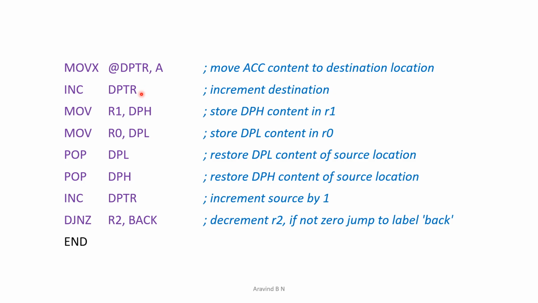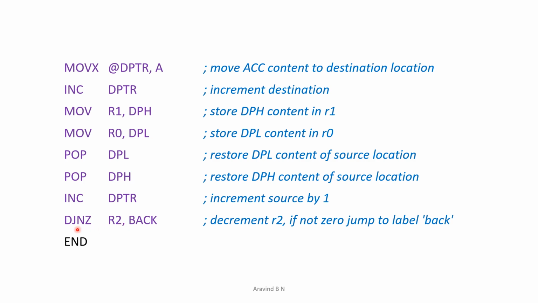Now INC DPTR. So the first value has been moved. We need to take that to the second value. So now the destination will be there in the DPTR, and that value has been incremented. Save back the value of DPTR to R1 and R0, as it is required for the next iteration. Then whatever source value was stored onto the stack is retrieved here: POP DPL, POP DPH, and again increment the source location by 1. Then until all the 5 values are completed, keep repeating.